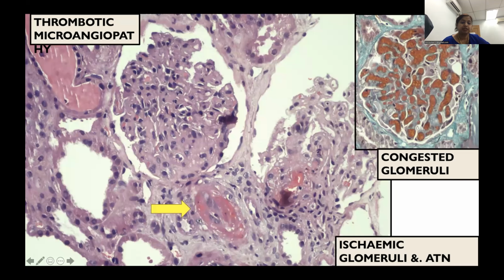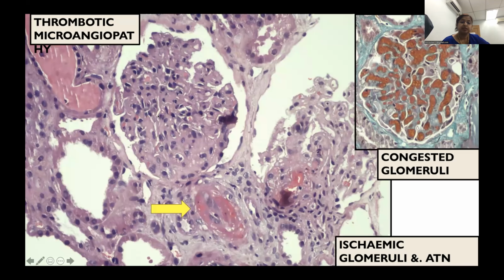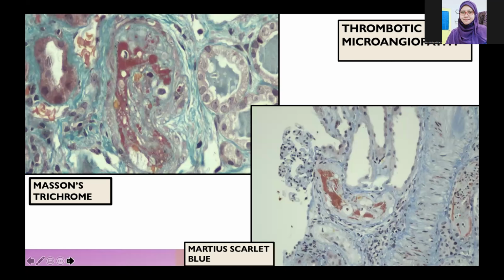This is a typical TMA when you have fragmentation of RBC with fibrinoid necrosis of the wall, and the corresponding glom is ischemic. If this is affecting the afferent arterioles, then this glom will be ischemic. If it is the efferent arterioles, the glom will be very congested like this.